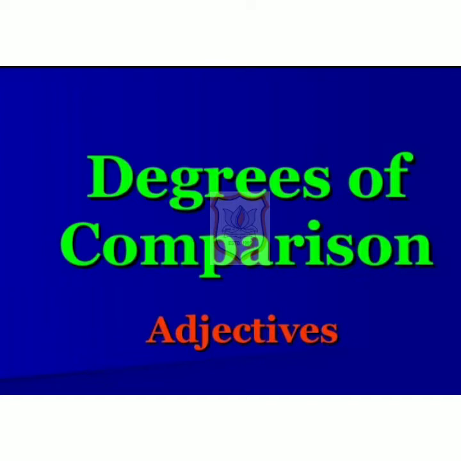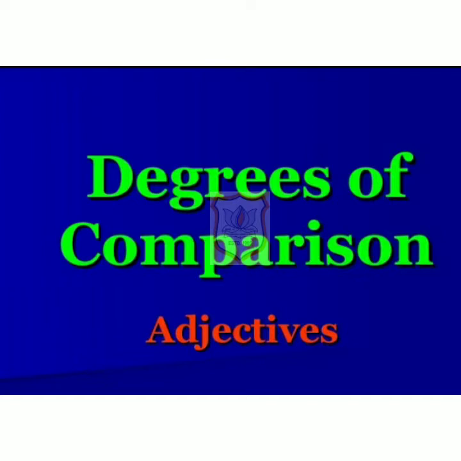The third one is superlative degree. The superlative degree refers to the greatest degree of adjective. It is used to compare more than two objects, people, or places. For example, you can say, his house is the biggest of all.